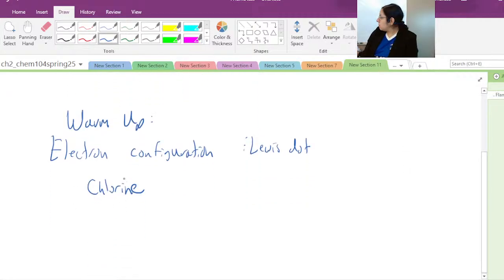All right, so take another minute or so for our warm-up. So trying to write the electron configuration and the Lewis dot structure for chlorine.